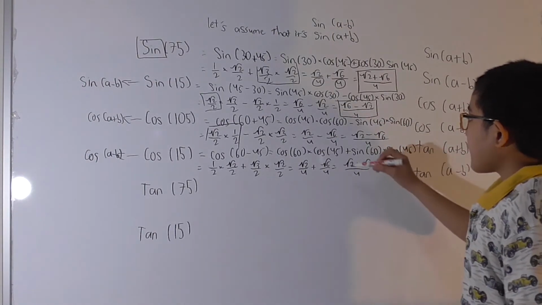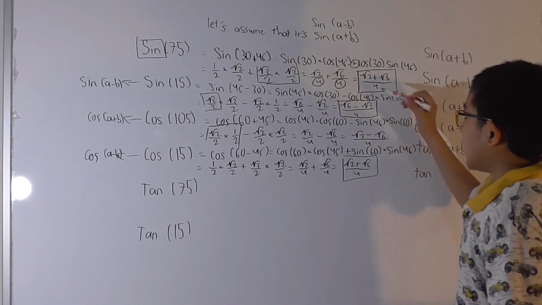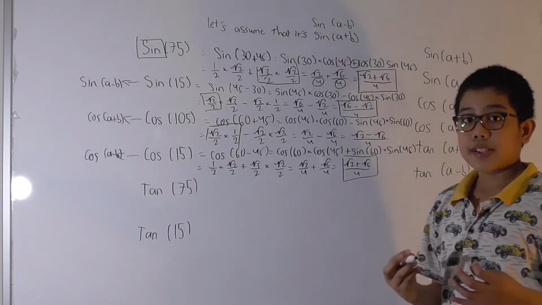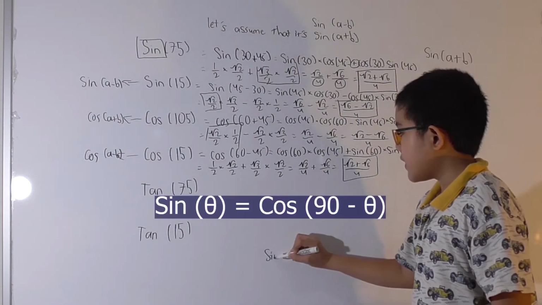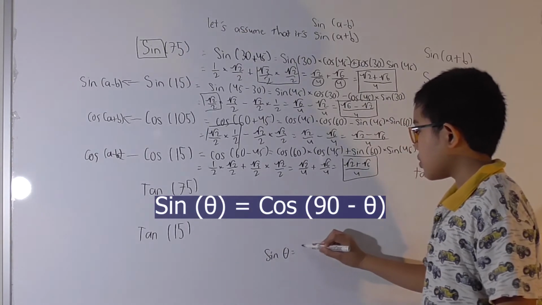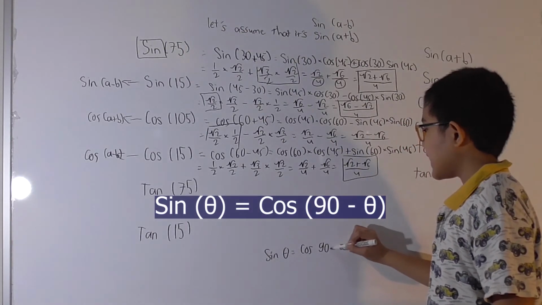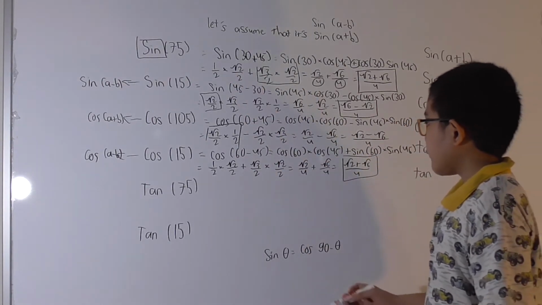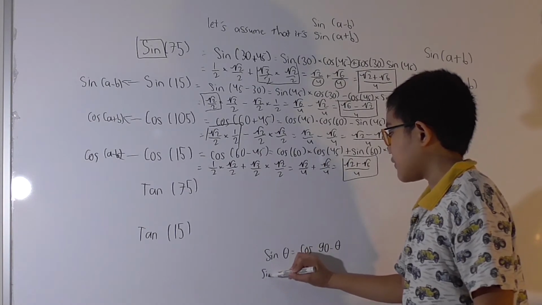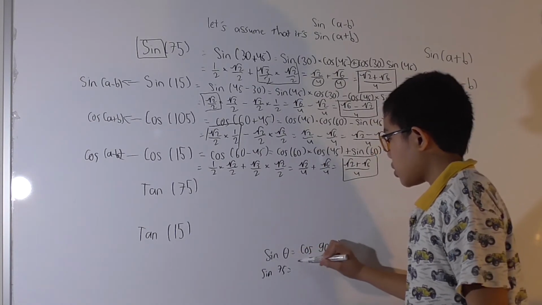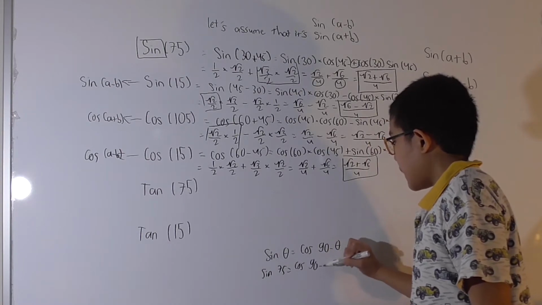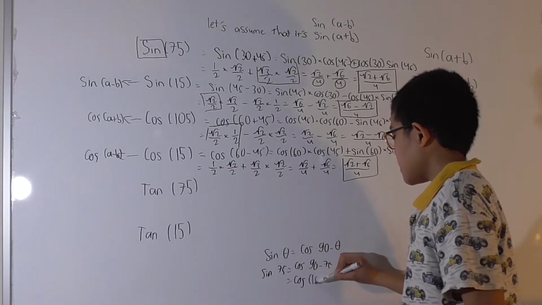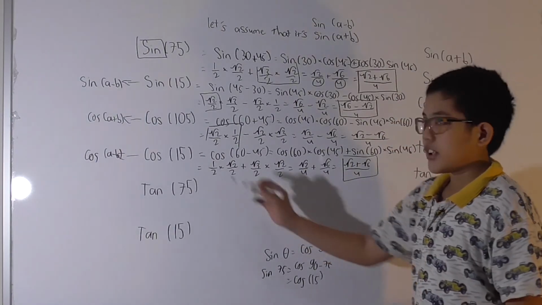And you might think that this is exactly our sine of 75, square root of 2 plus square root of 6 over 4. Well, the reason is that we know that sine of theta is equal to cosine of 90 minus theta. And then, if we're using 75, sine of 75 is going to be cosine of 90 minus 75, which is cosine of 15.